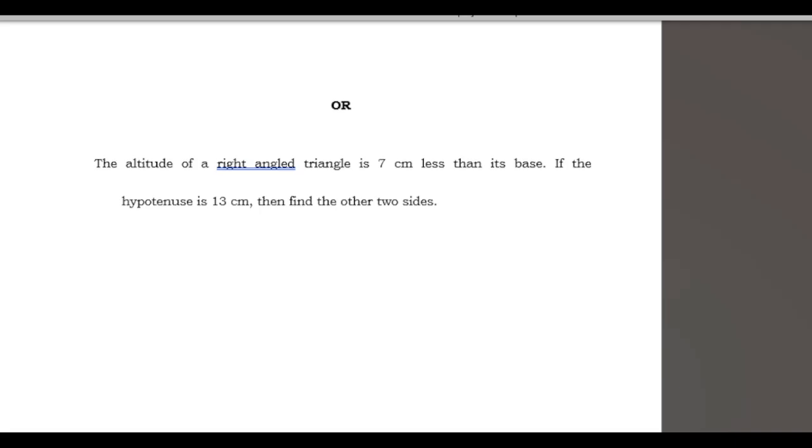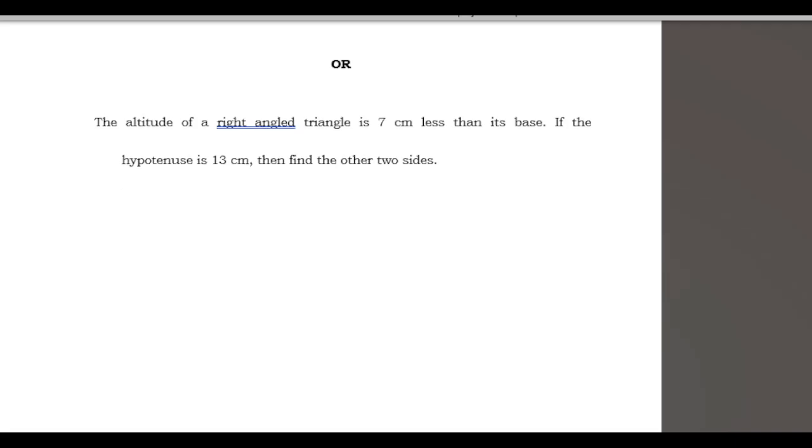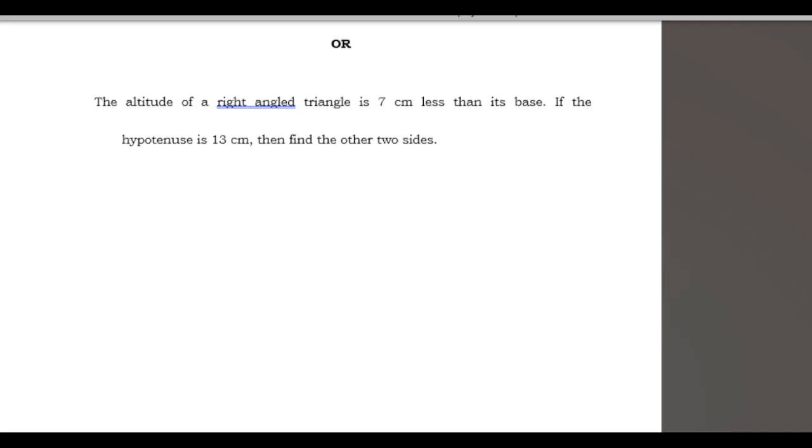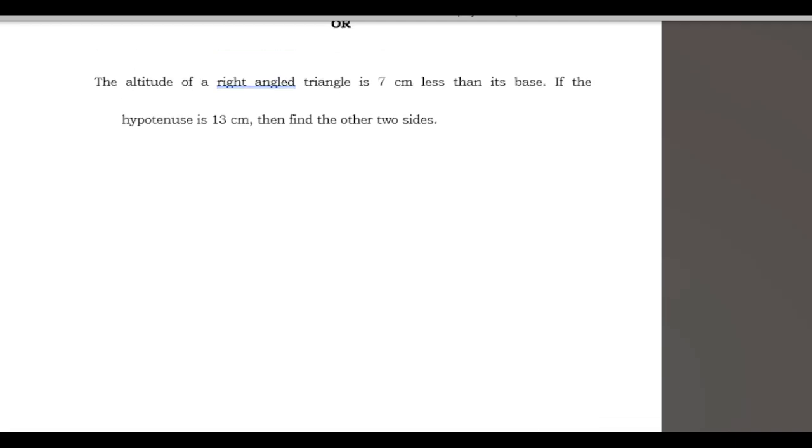So next we move on to another question: the altitude of the right angle triangle is 7 centimeter less than the base, and the hypotenuse is 13 centimeter. So here, draw a right angle triangle ABC. Here, 7 centimeter less than its base. This is the altitude, this is the base and this is the hypotenuse.